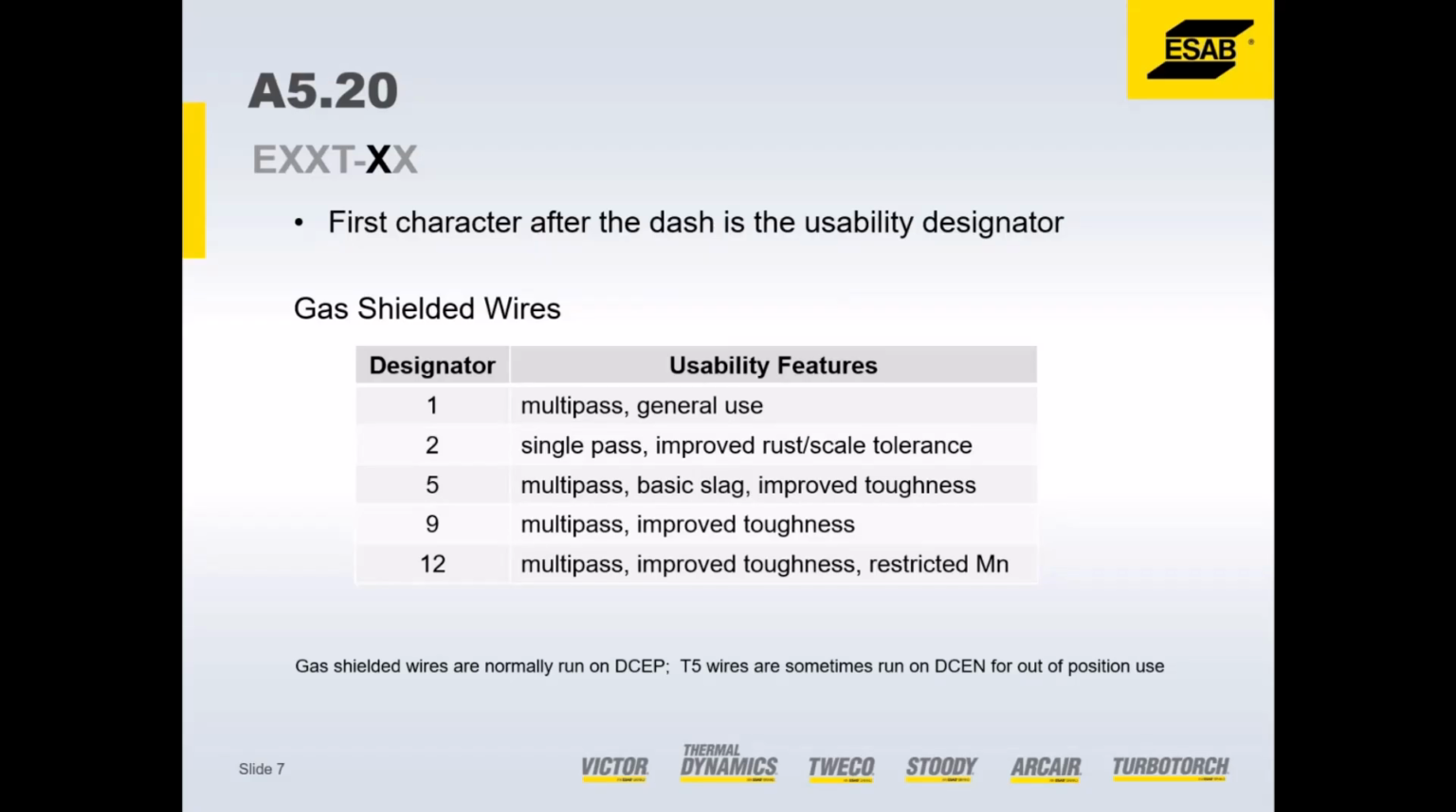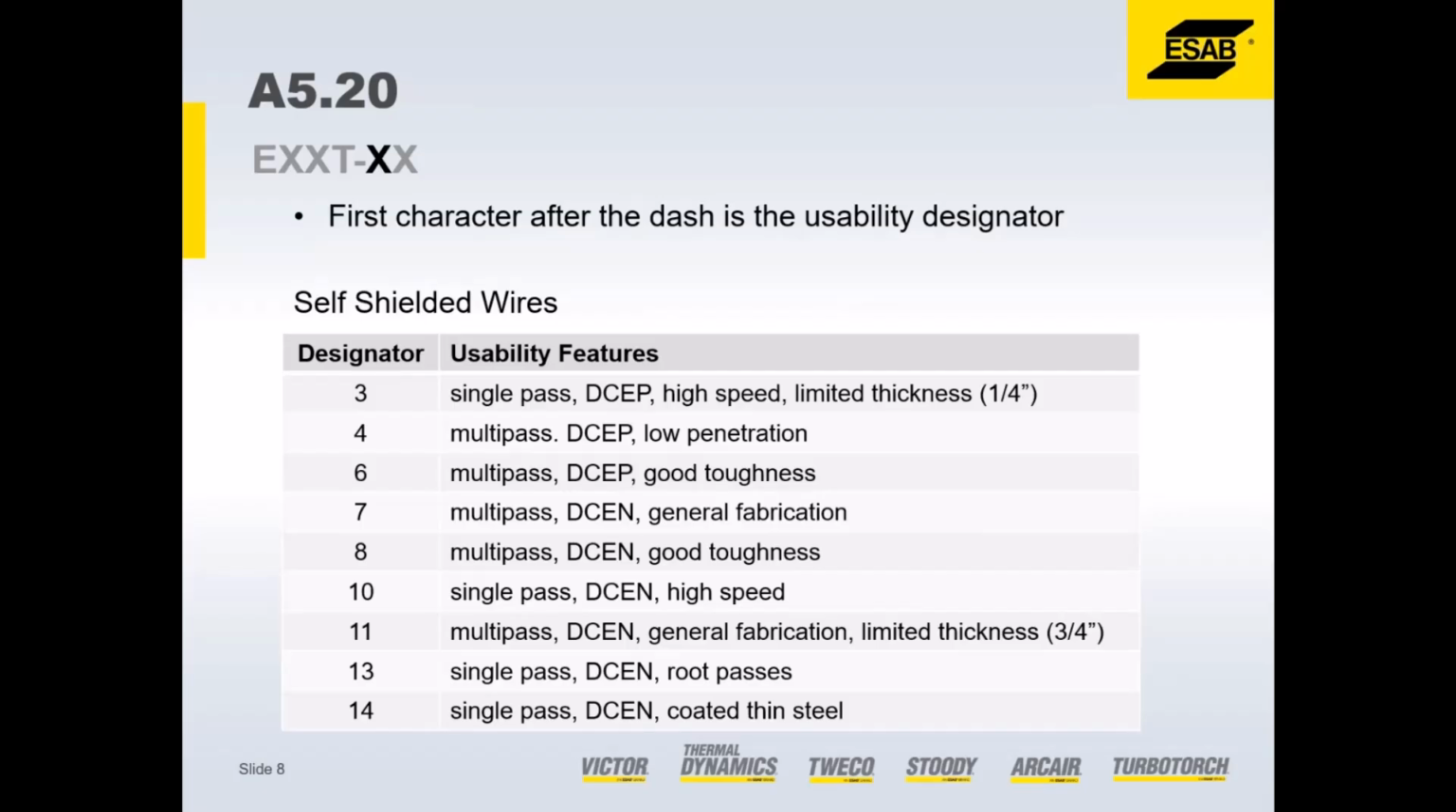And then after that, you're going to have the next designator, 1 for multi-pass, 2 for single pass, and that's where you're going to have a lot of deoxidizers to deal with rust and mill scale. And then there's other designators. As you go higher, you're going to get typically better mechanical properties. For self-shielded wires, you're going to have other designators on there, whether they're for single or multi-pass, and then the weldability performance of the wire.